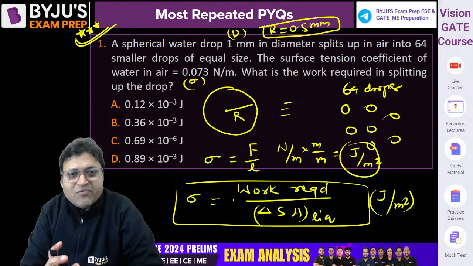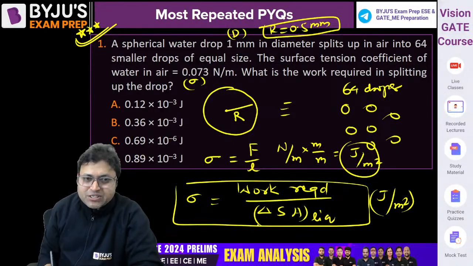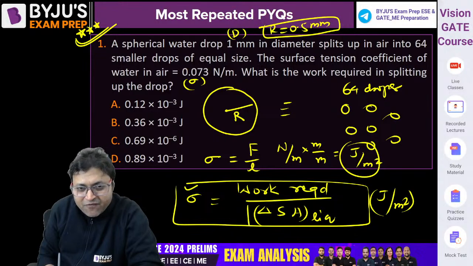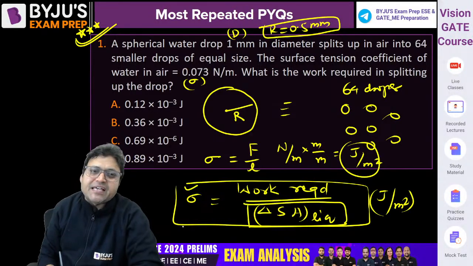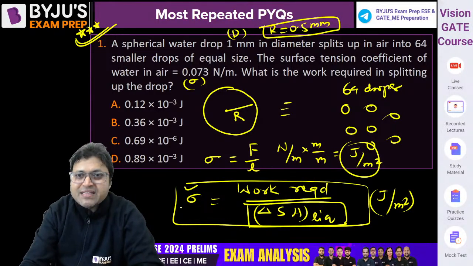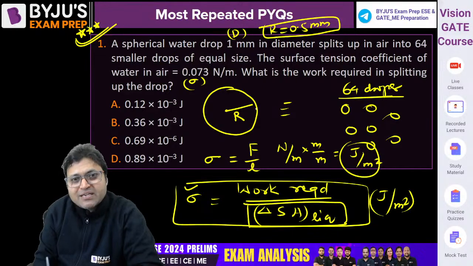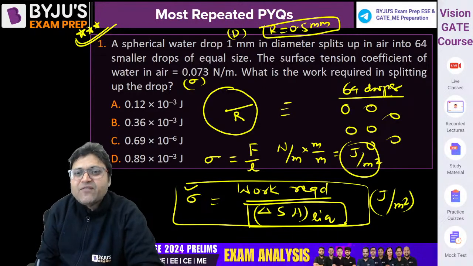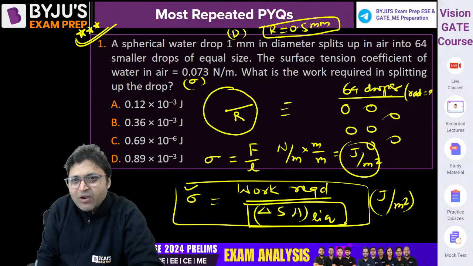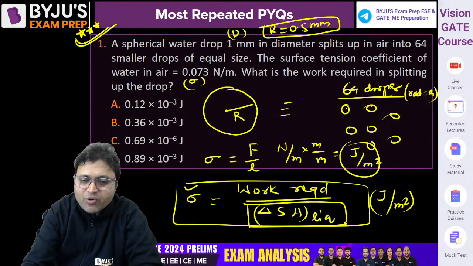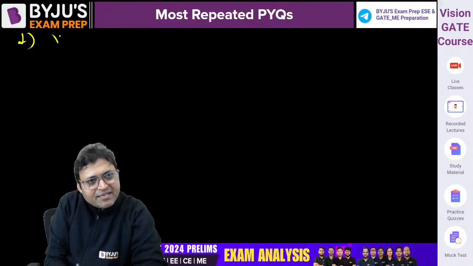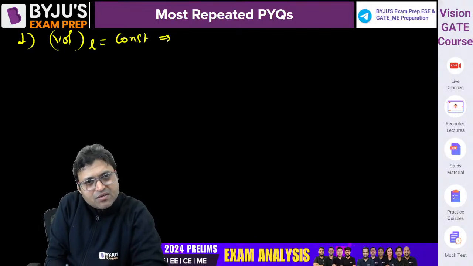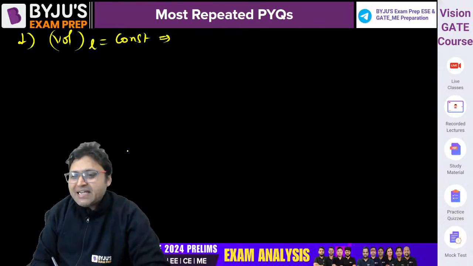Right? So the question will be solved in 3 steps. First of all, we know sigma, so we need to find the change in surface area. How to calculate the change in surface area? For calculating the surface area for 64 droplets, we need to find the radius small r of each and every drop. So the first step is that the volume of the liquid remains constant. The volume of the liquid will be constant, isn't it?